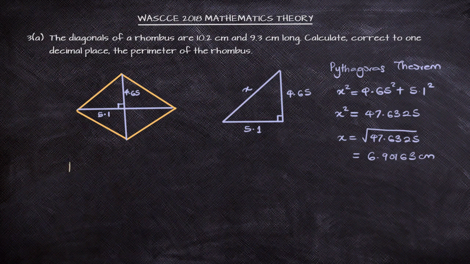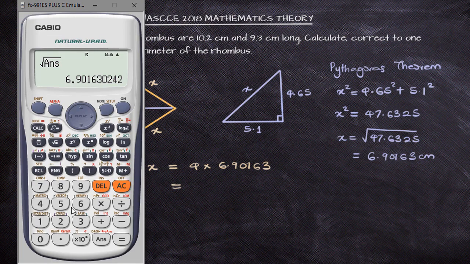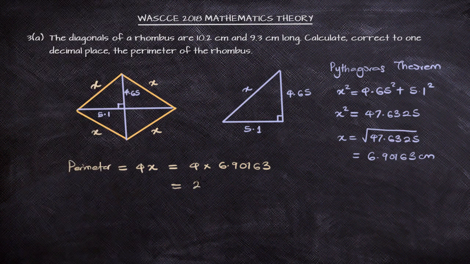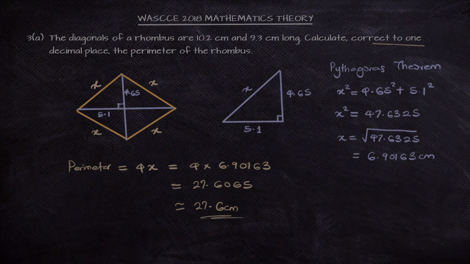Now, if we go back to our diagram, we'll see that the perimeter is the sum of all the sides, and the sides constitute 4 x's. So our perimeter will be 4 multiplied by 6.90163 centimeter, and that will be 27.60652 centimeter. But we're asked to find this correct to one decimal place. That will be 27.6 centimeter. And that's all about that.